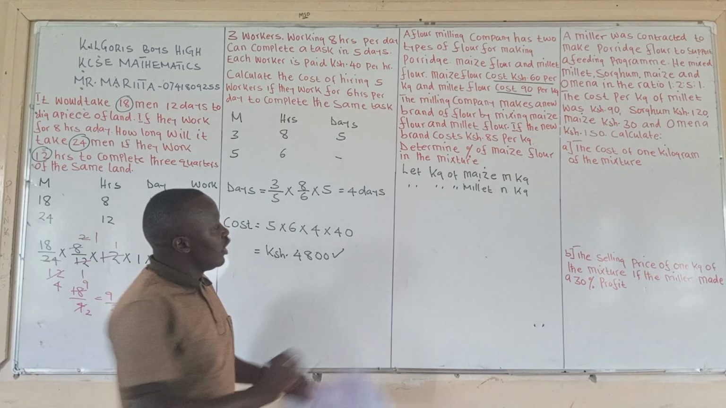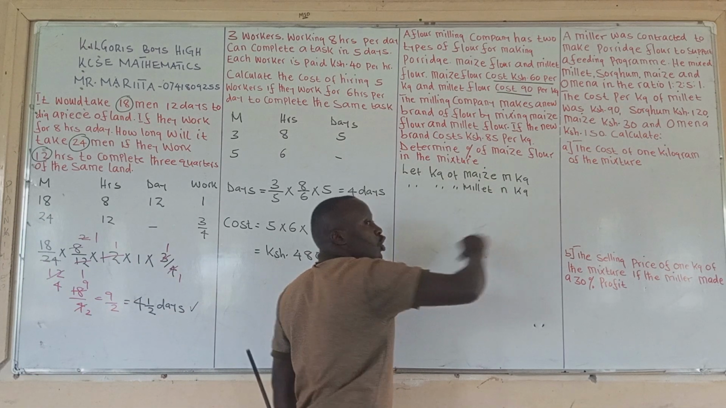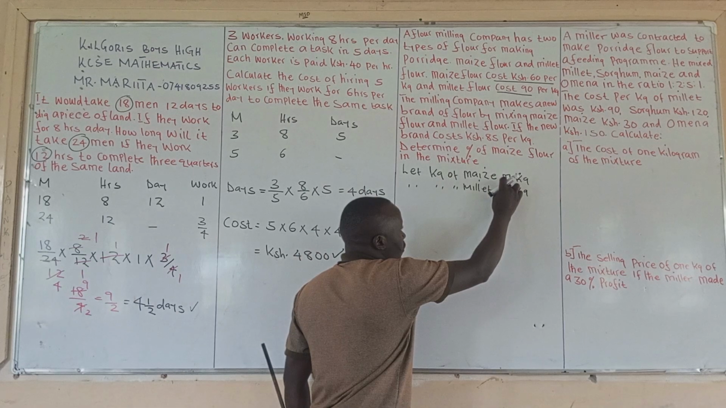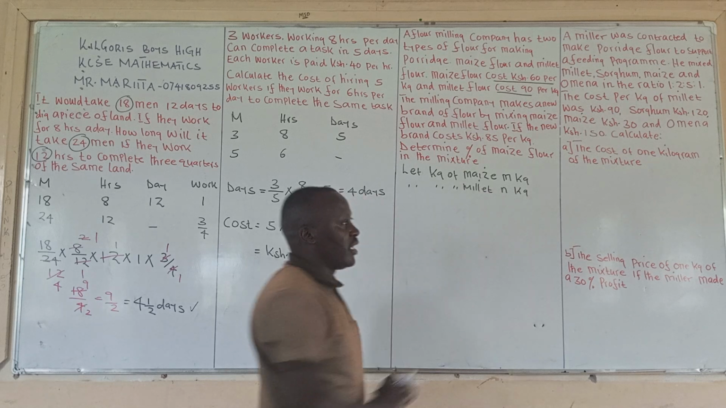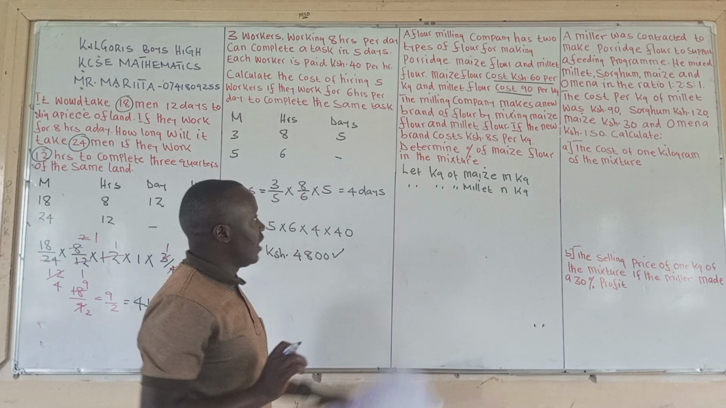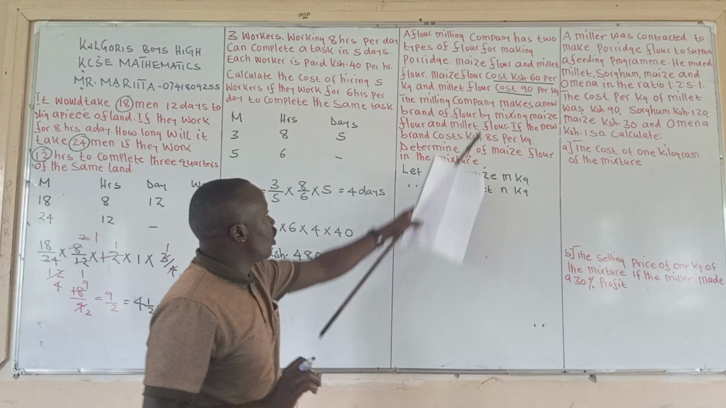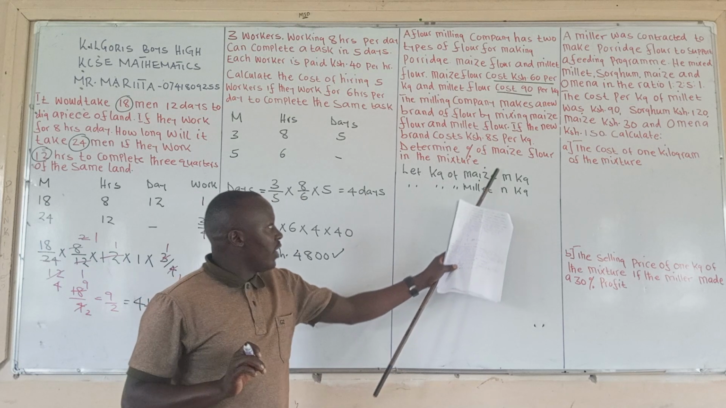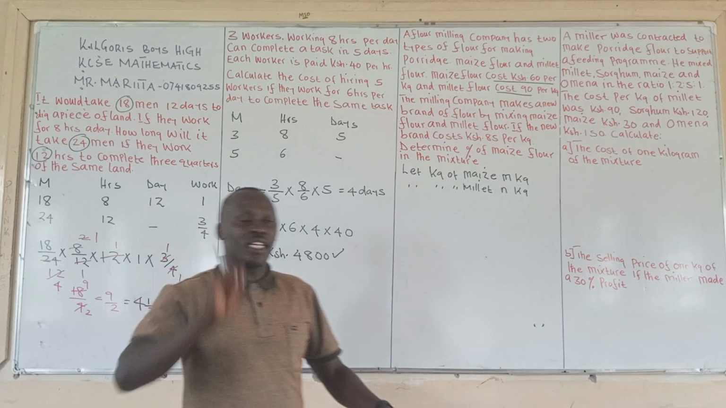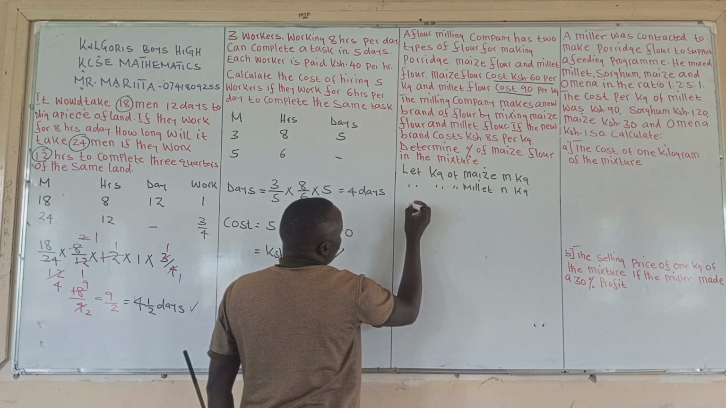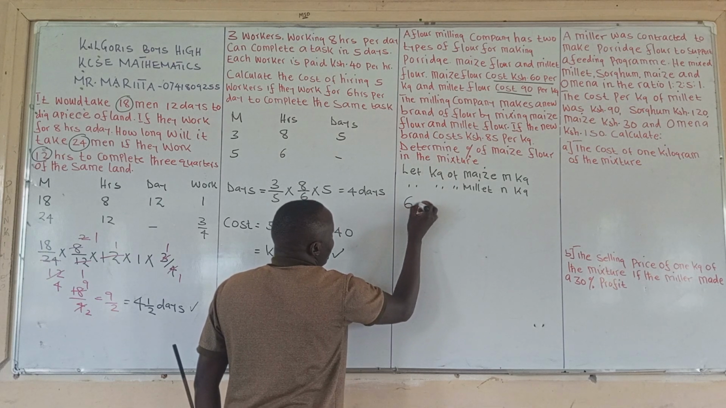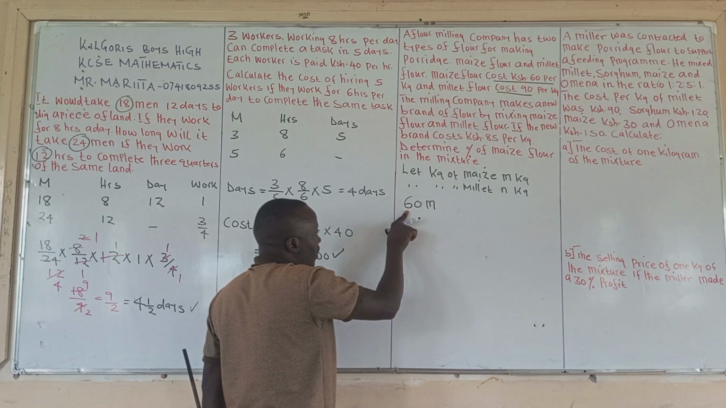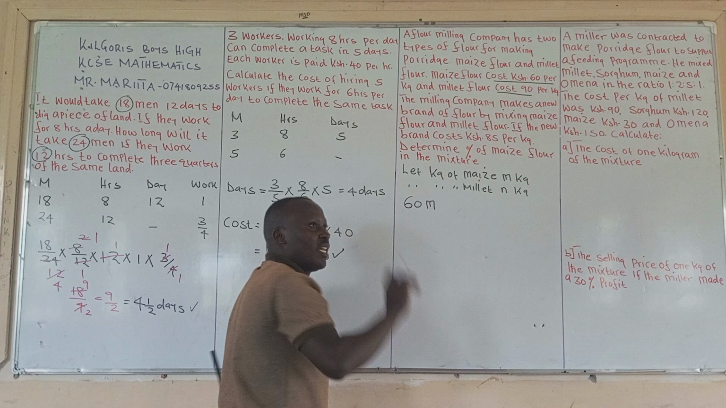From our first case, these are going to be mixed. The new brand is a mixture of m kg of maize and n kg of millet. But before we have the mixture, 1 kilogram of maize costs 60 shillings. And how many kilograms do we have? We have m kilograms. So the total cost of maize is 60 times m.